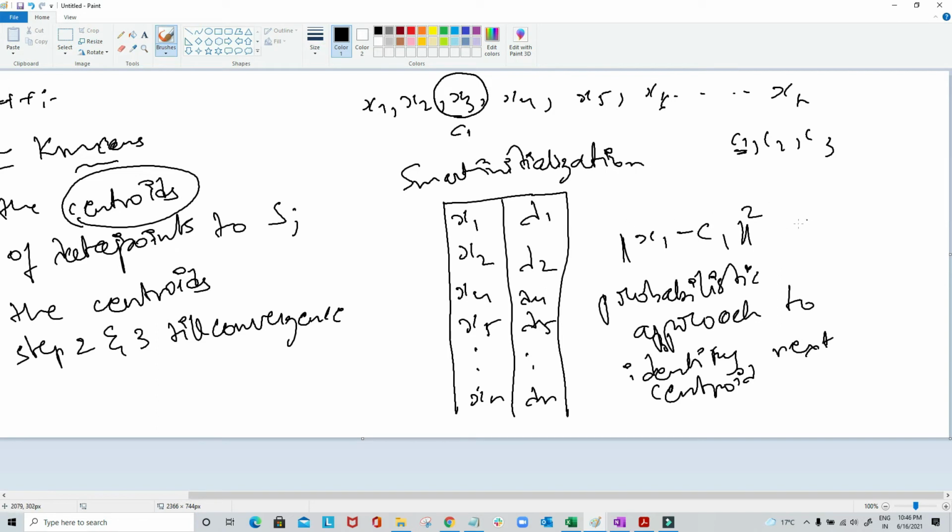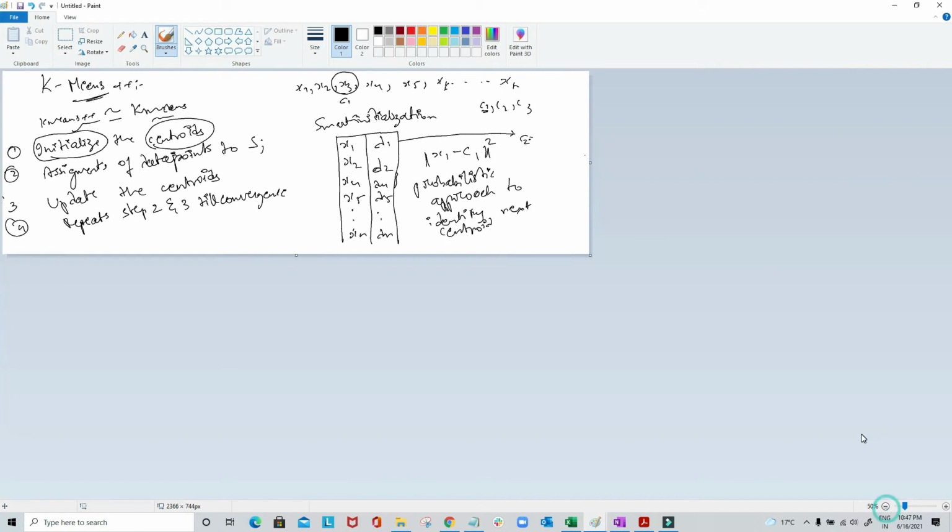So from this distribution, to identify the next centroid C2, the process is it does deterministically. So what it does is it finds a data point which has maximum distance with this centroid C1. But that process is done probabilistically. So, if I have to find the next centroid, the probability of D1 being the next centroid is D1 by summation of Dn.